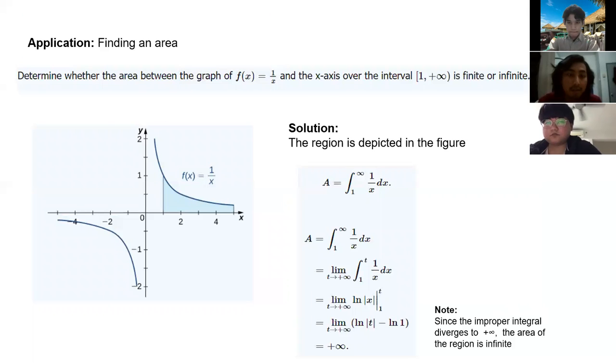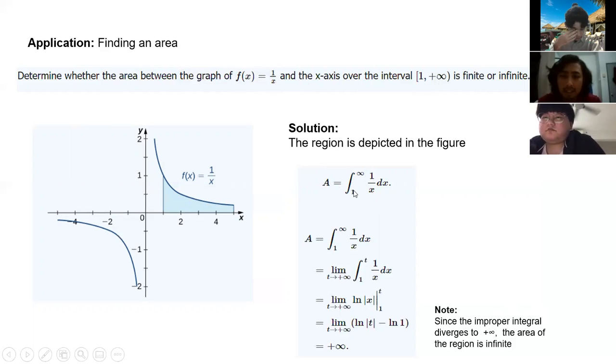All right, so finding an area. Determine whether the area between the graph of f(x) equal to 1 over x and the x-axis over the interval 1 to positive infinity is finite or infinite. So we can look at this figure.